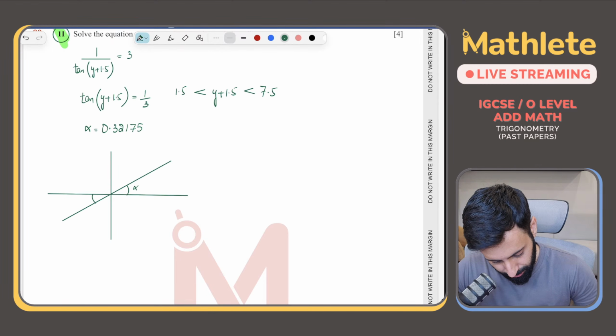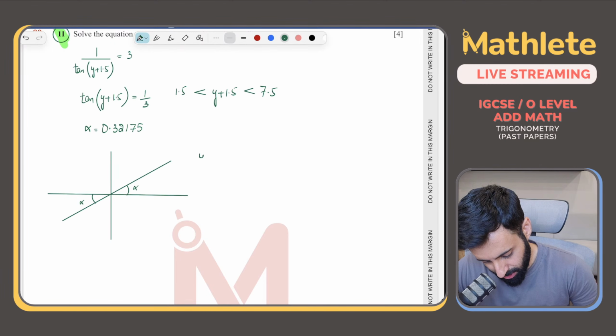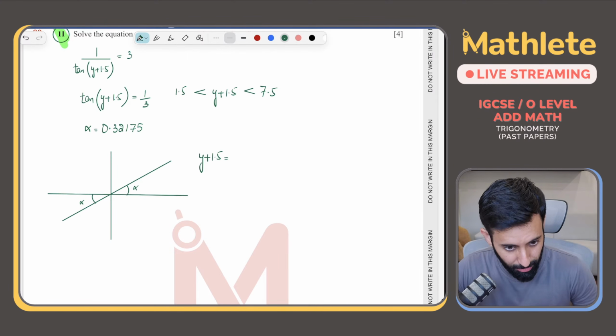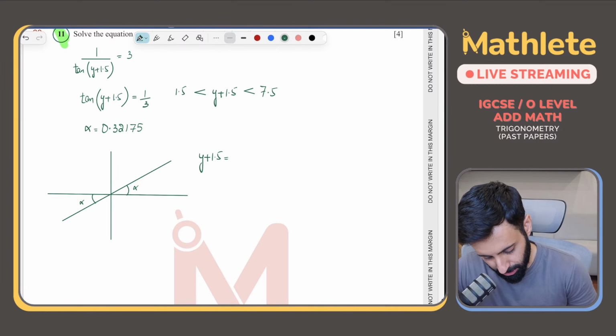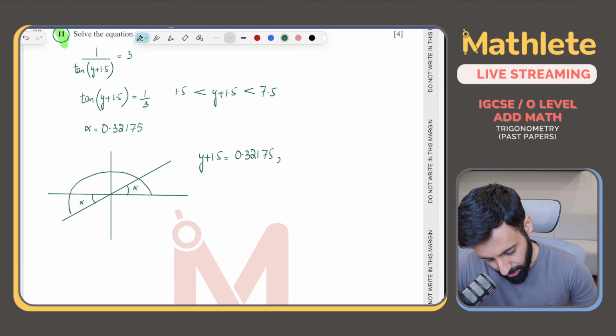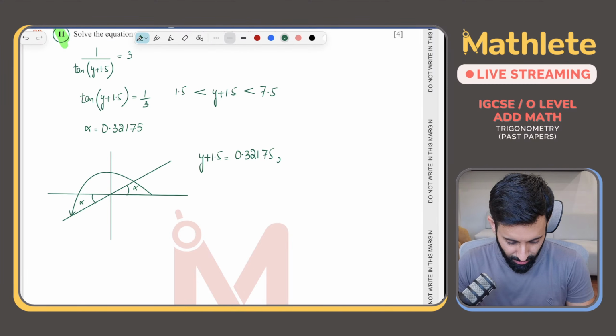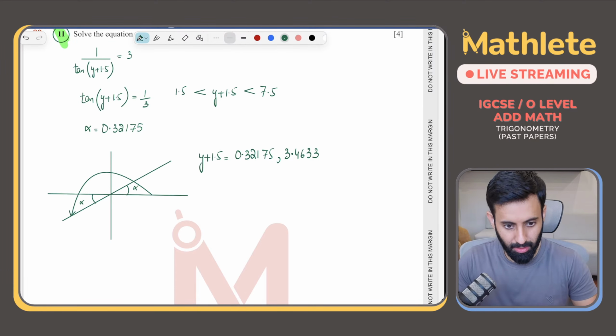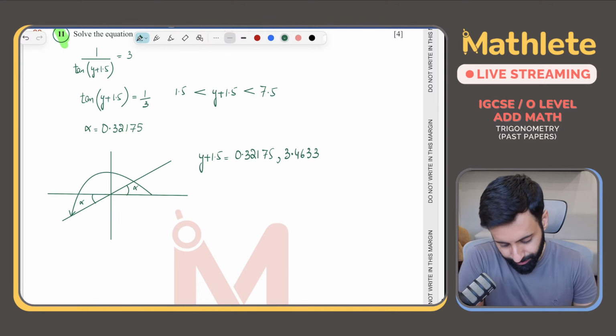So here we go. Now, what's the solution to y plus 1.5? The solution to y plus 1.5 will be in the first quadrant. It's going to be the same as alpha, which means 0.32175. Now, what about the third quadrant? In the third quadrant, it's going to be pi plus alpha. So pi plus 0.32175 is equal to 3.4633.